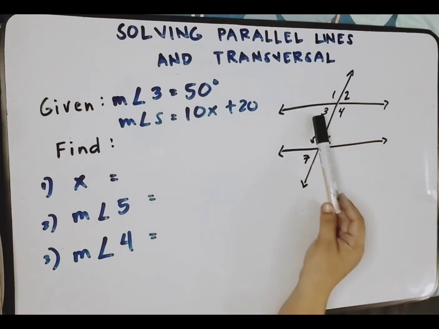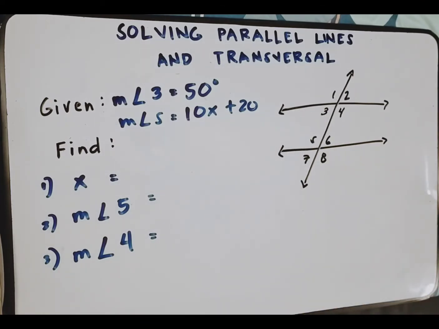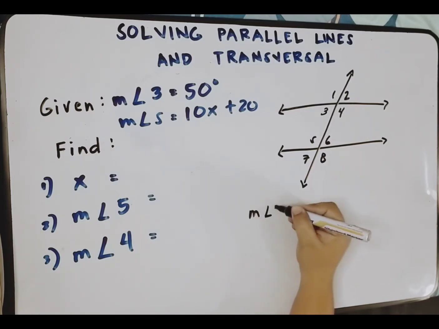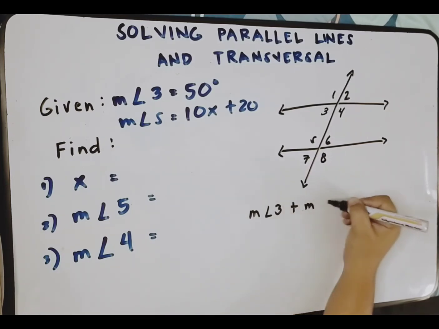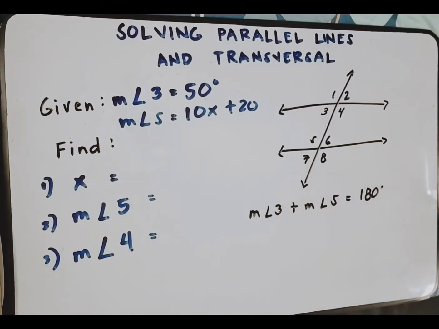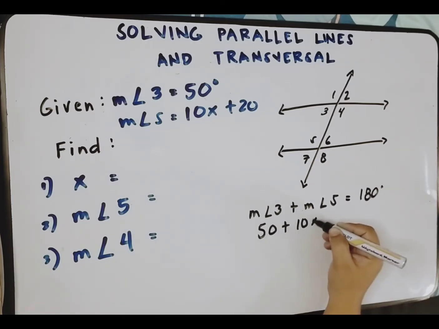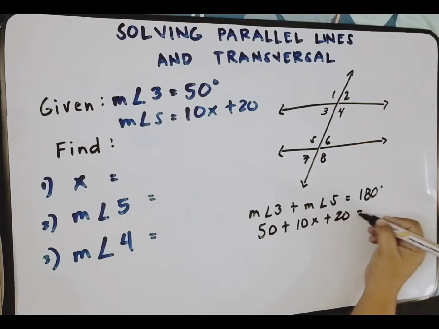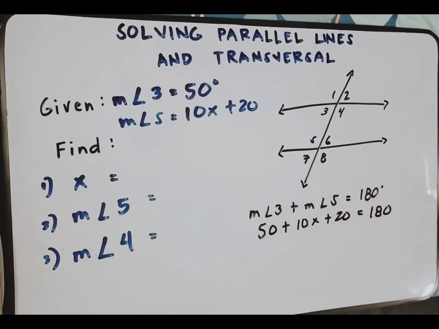So, 3 and 5 are same side interior angles, meaning to say, they are supplementary. This means if we add the measurement of angle 3 plus the measurement of angle 5, it should be equal to 180 degrees. Okay? So, substitute. The given measurement for angle 3 is 50, plus the measurement for angle 5, which is 10x plus 20, and it should be equal to 180 degrees.